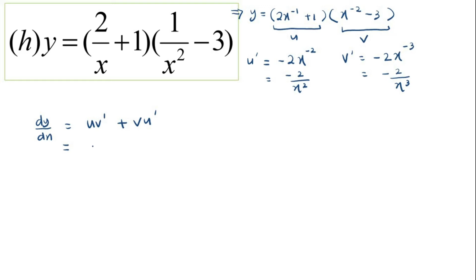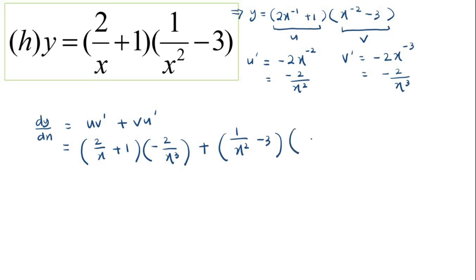So first one, our u here would be 2 over x plus 1, times our v prime here, which would be negative 2 over x cubed, plus the next one, our v here in this case is 1 over x squared minus 3, and last part, our u prime here is negative 2 over x squared.